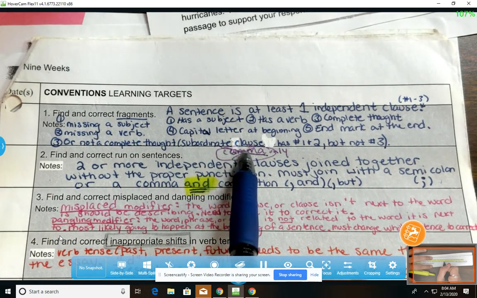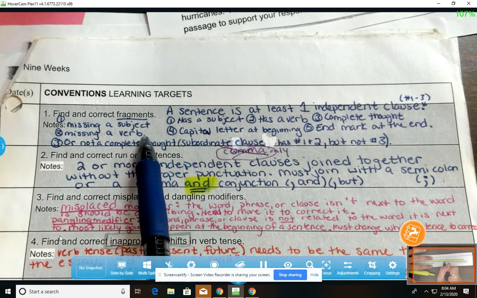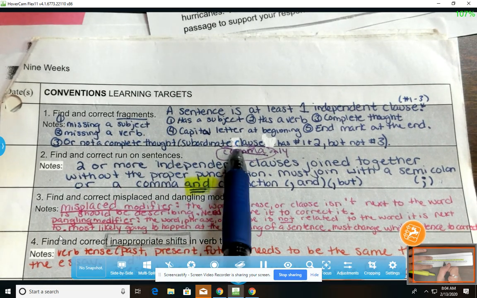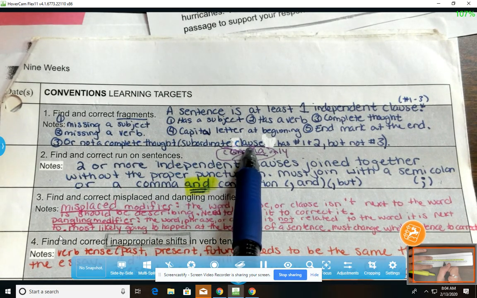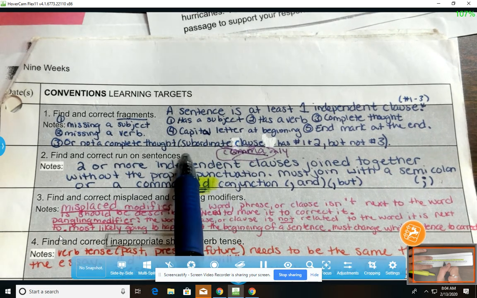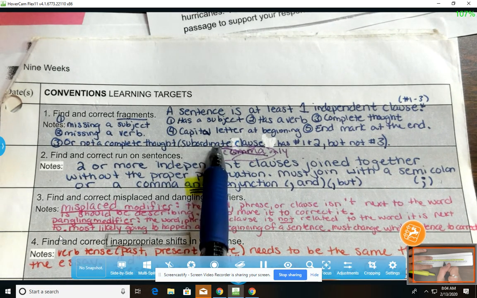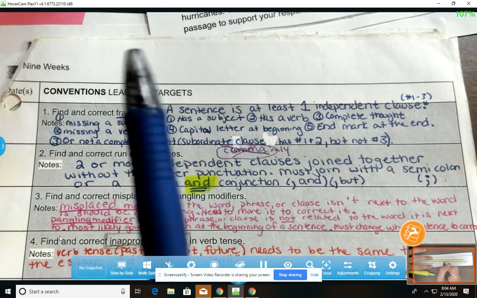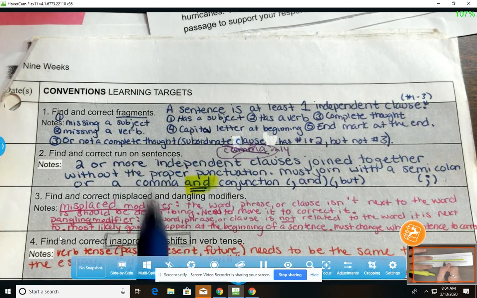So a subordinate clause, although it does have the requirement of a subject and verb, has a feature about it, some other word that causes it to leave you hanging. It's not a complete thought. And those are also fragments, even though they might have a subject and a verb, because all clauses do.